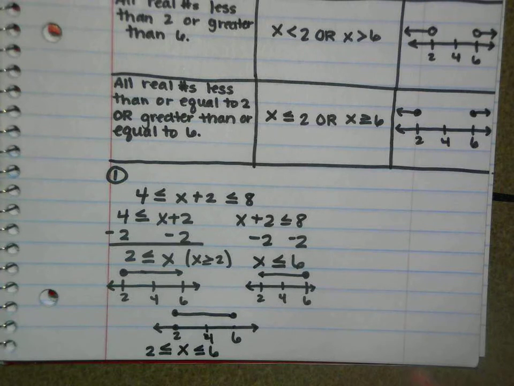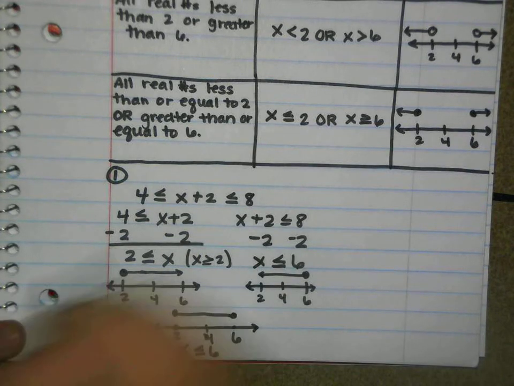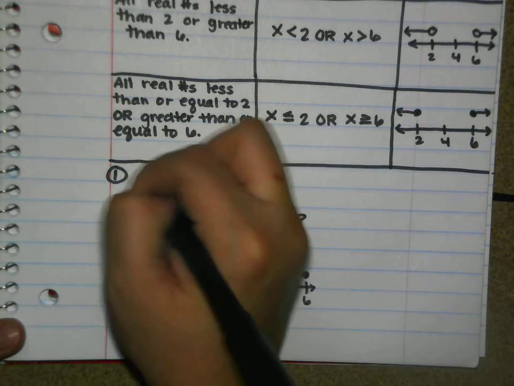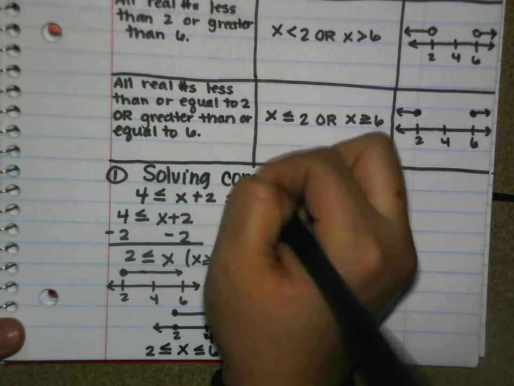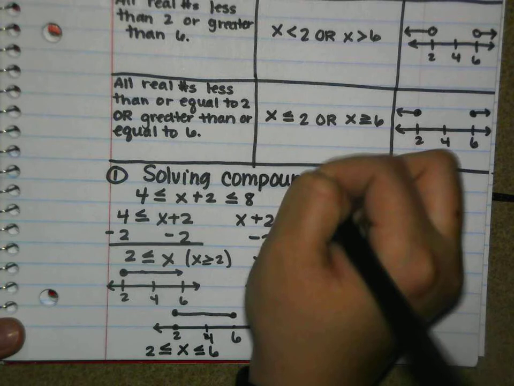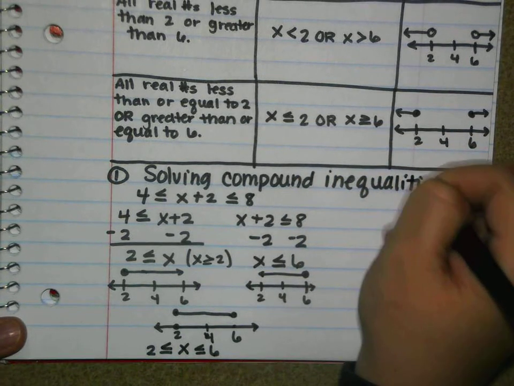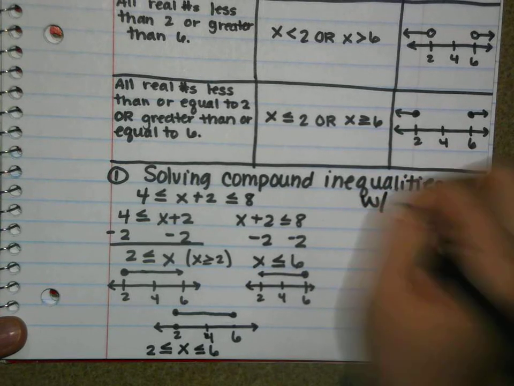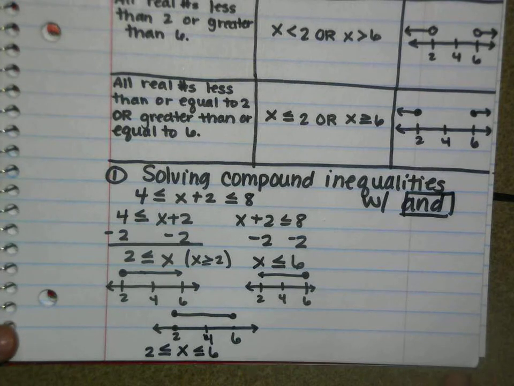Okay, so this is solving the ands. So we should have written on the top: solving compound inequalities with and in them. Because the next one we're going to do is solving compound inequalities with or.